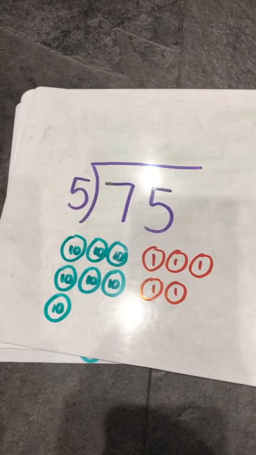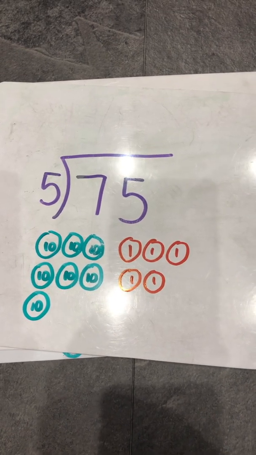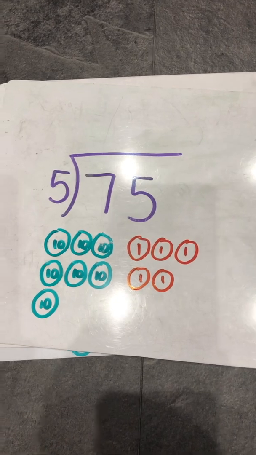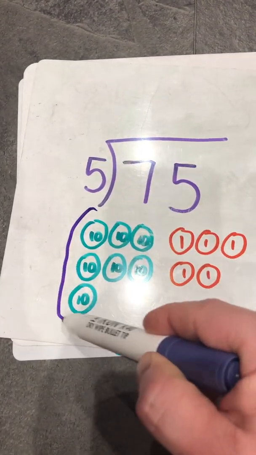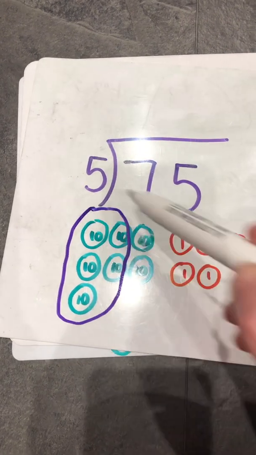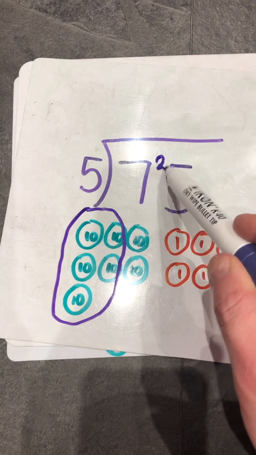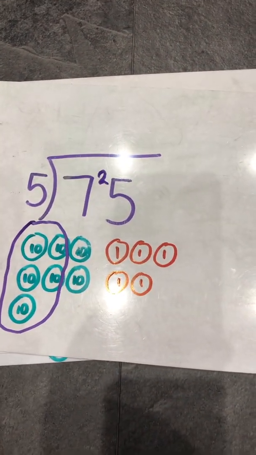Okay, again, 75 shared into groups of 5. I've drawn out my 70 or my 7 10s. I've drawn out my 5 1s. Again, we will have the situation where if I'm taking away, how many 5s can I take away? There's one group of 5. I have 2 bits left over, which are right up there. So I've still got 25 that I need to do.